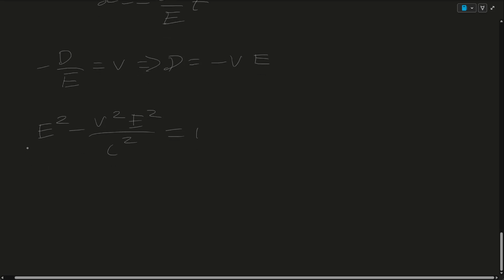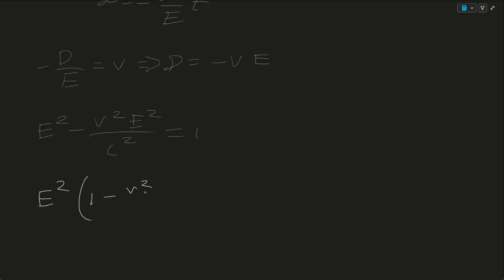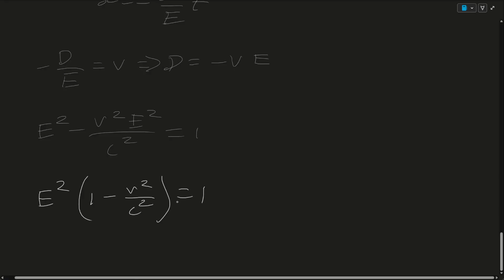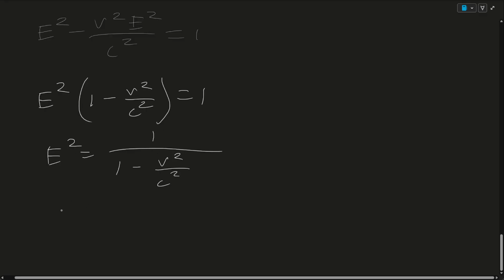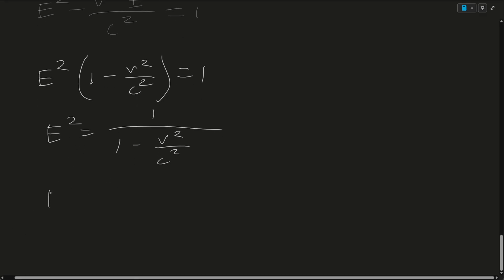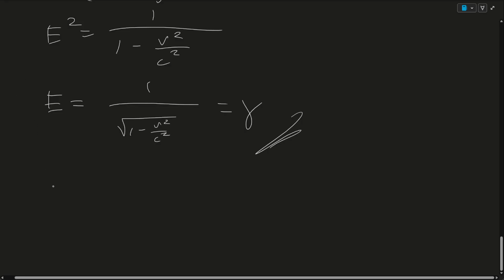Right. Now we can factor out 1 minus v squared over c squared. This is more like it. Equal to 1, and then e squared is equal to 1 over 1 minus v squared over c squared. So e is equal to 1 over the square root of 1 minus v squared over c squared, which is gamma. Nice. So d is equal to minus v gamma.